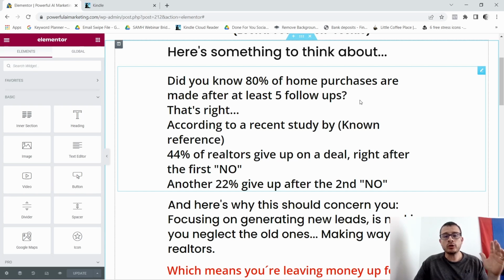That's right, according to a recent study. I added "according to a recent study" because, since I'm giving them a percentage here, I want this to be true, right? I'm not coming up with this number, and this is a study done by, obviously you would put in here a known reference or a known source.